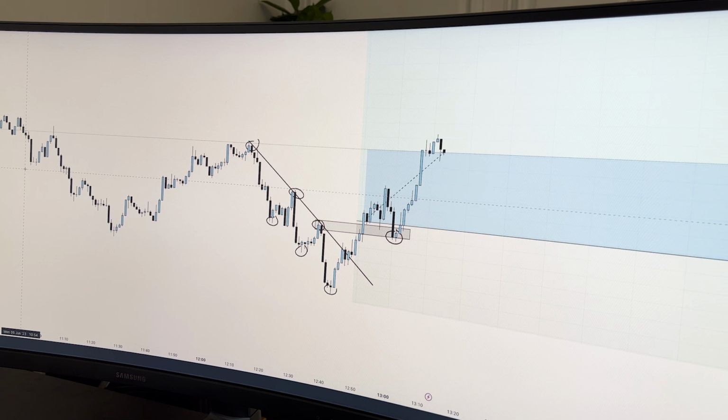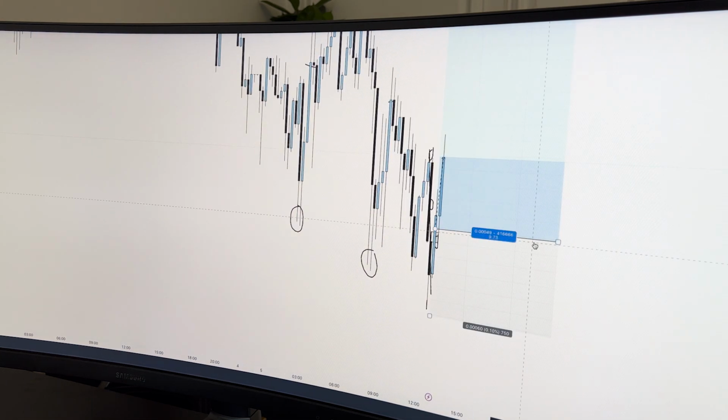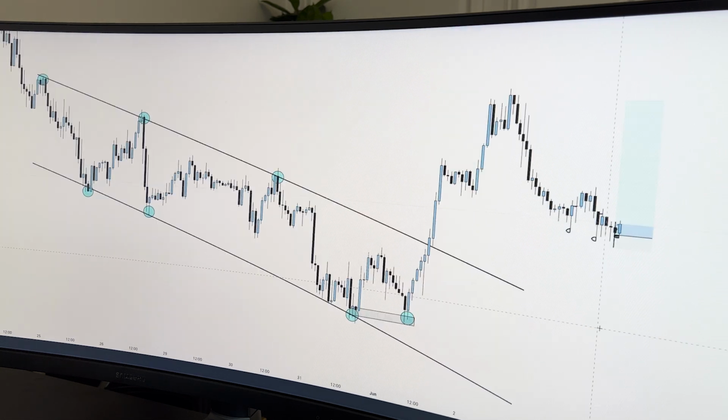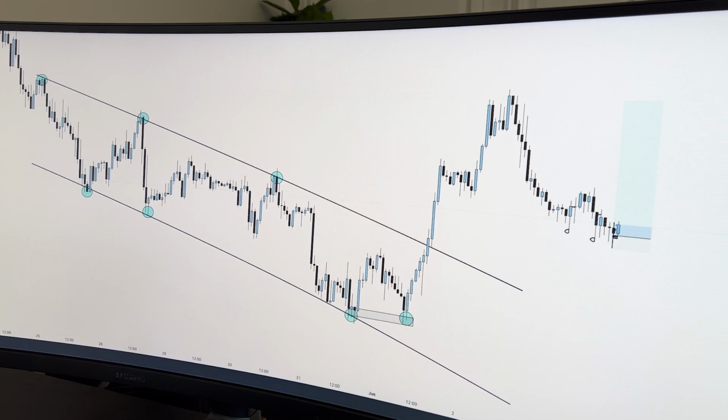So with that being said, we're now in this position. Where we'll be targeting is this level in the market, this level of resistance up here.